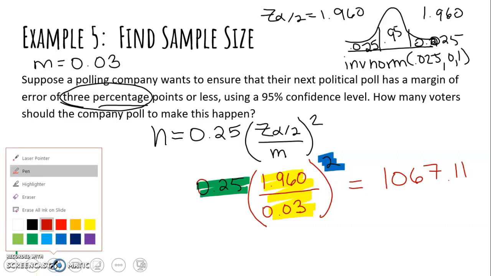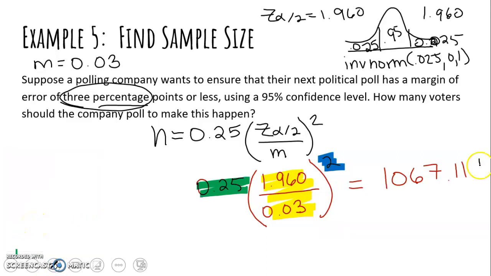So we get 1067.11. Remember, we have to round up, because if we only do 1067, that's not enough, because we need this 0.11. So you need to bump it up to the next integer. So 1068.